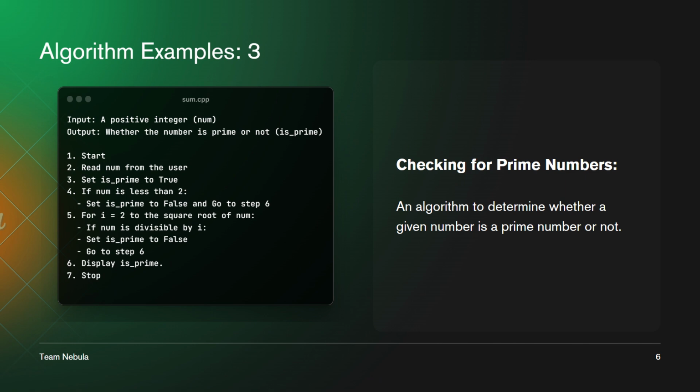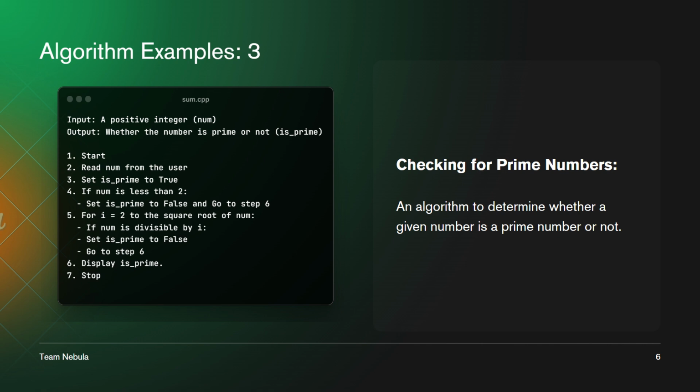Checking for prime numbers. An algorithm to determine whether a given number is a prime number or not. The process begins by reading num from the user. The algorithm initializes a Boolean variable isPrime to true. It then checks if num is less than 2. If true, isPrime is set to false, and the process proceeds to step 6.